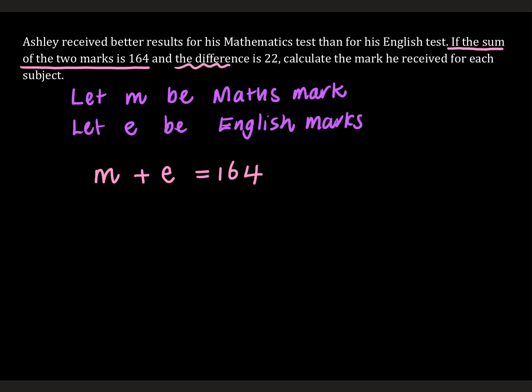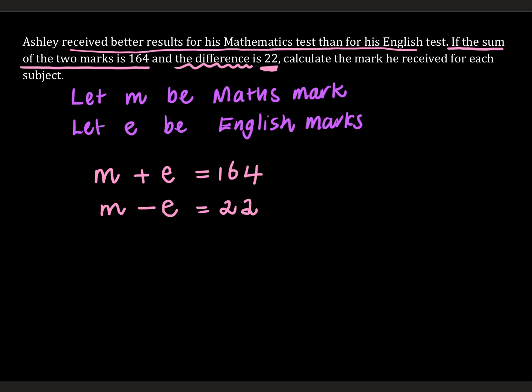And the difference is 22. That's the difference between his maths and English. Now, notice back at the beginning, he said he received better results for maths than for English. So maths was the bigger result. So I'm going to put maths first. If I have maths, the bigger result, take away the smaller result, that gives me 22.